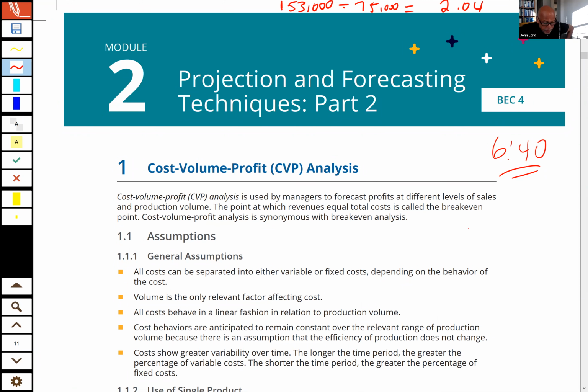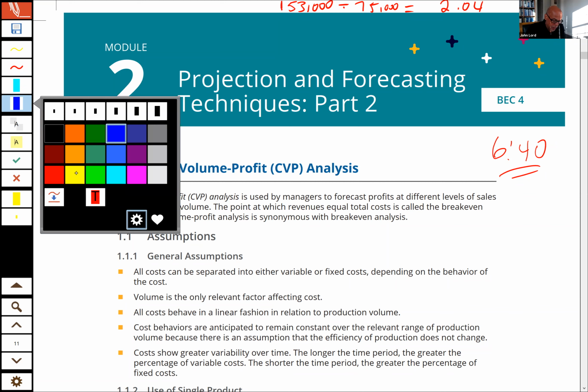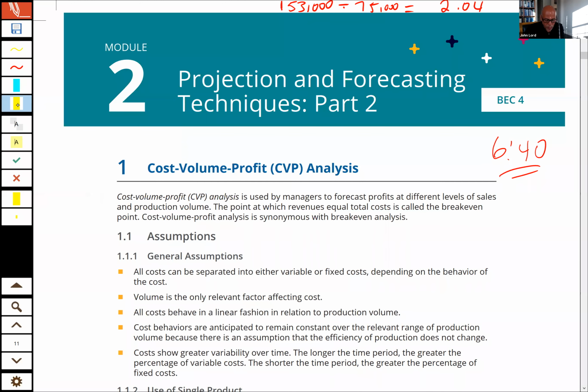Okay, guys, let's go ahead and jump into Module 2. We're going to start talking about cost, volume, profit analysis here. The most common cost, volume, profit analysis that you've probably heard of is break-even analysis. I'm sure you've heard of it, but we're going to look at some others as we move along. Now, one of the major things that we're going to need to understand is what costs are variable versus fixed, okay?